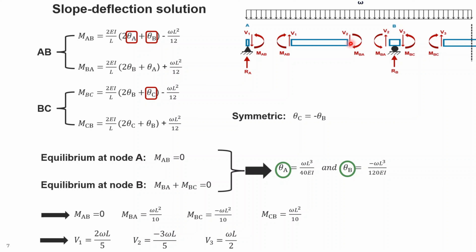And V1 equals V2 plus omega times L. So you have omega as well. So having the internal moments in hand, you can come up with calculating the shear forces at the end of all elements.